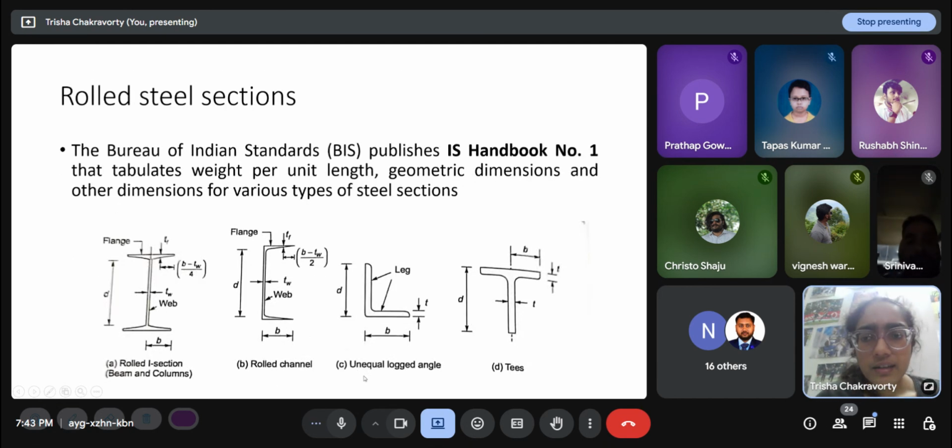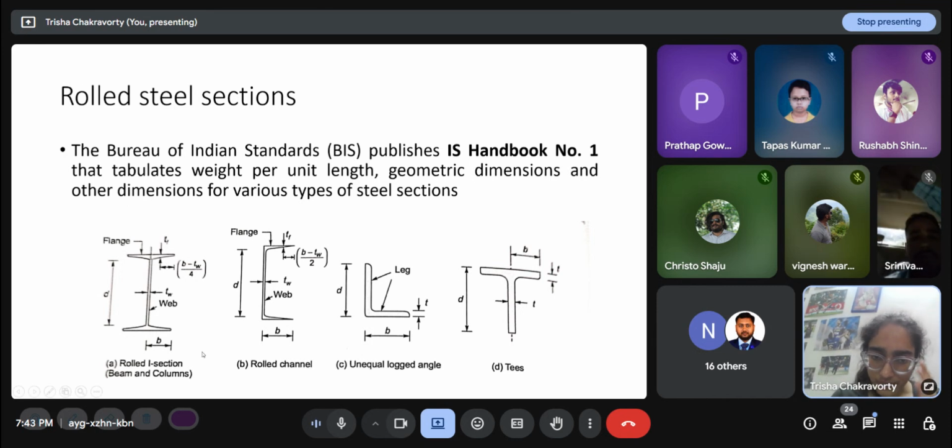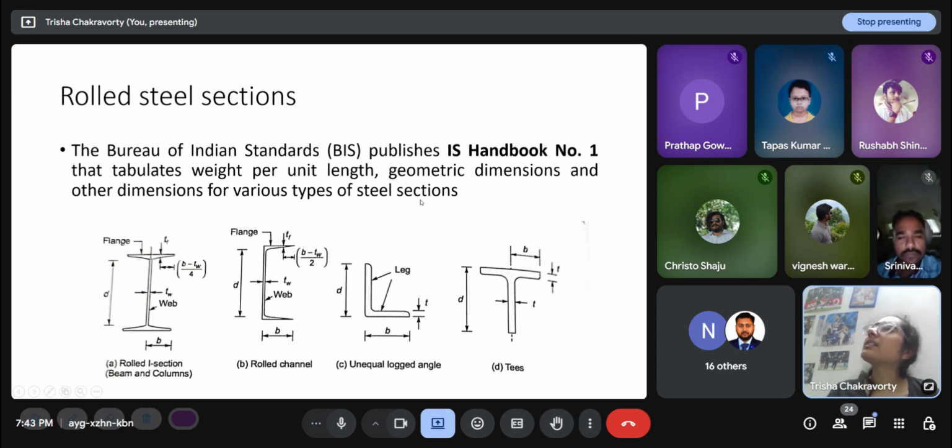And now let's look at rolled steel structures and rolled steel sections. What is a section? The Bureau of Indian Standards (BIS) publishes IS Handbook number 1 that tabulates weight per unit length, geometric dimensions, and other dimensions for various types of steel structure sections. I think SP6 or SP16, I think SP6 has these.